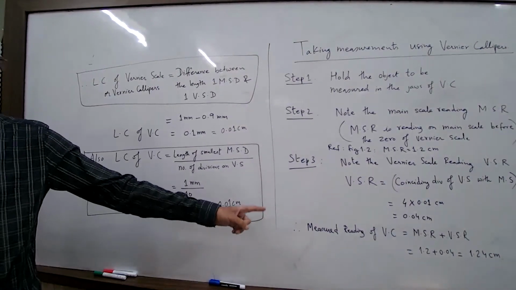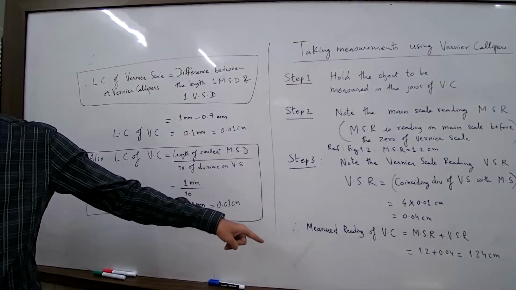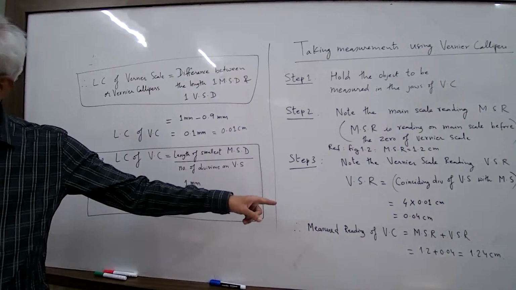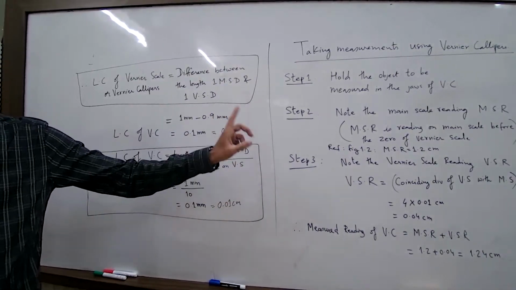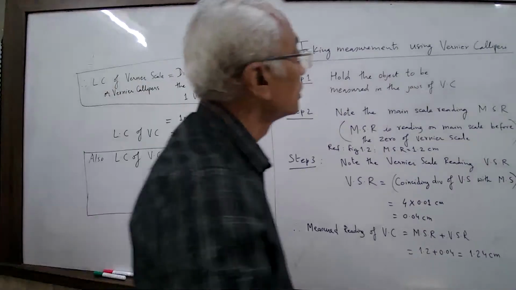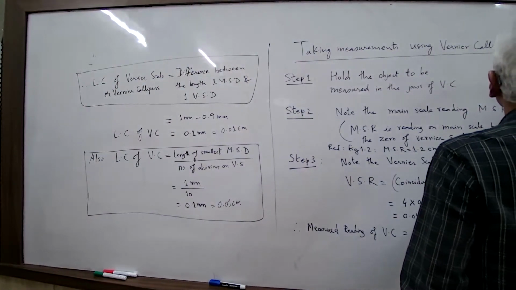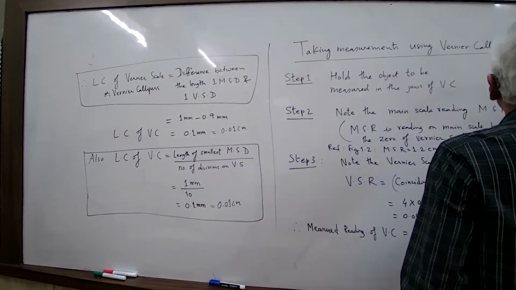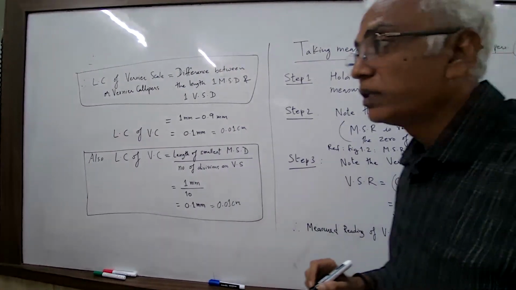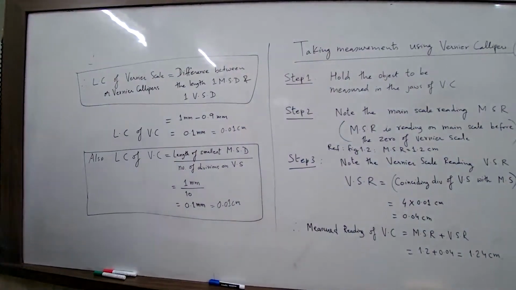In the next class, I will tell you how to do zero error correction. Sometimes in the scale there is zero error. So this reading is without zero error. Just note down without zero error. In the next class, I will tell you what zero error is and how to correct it.